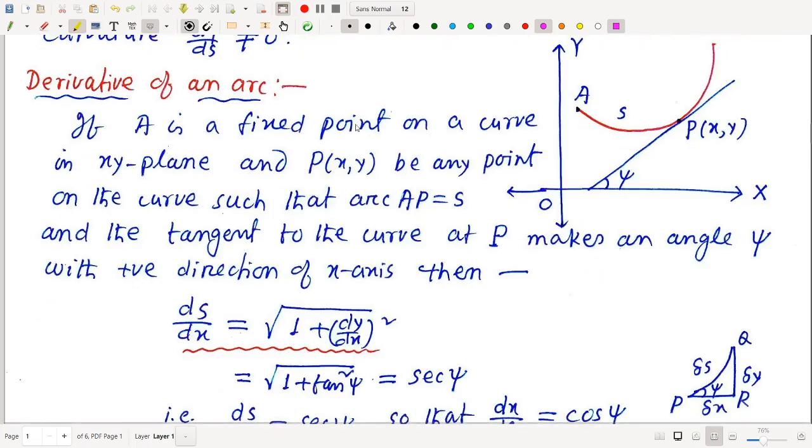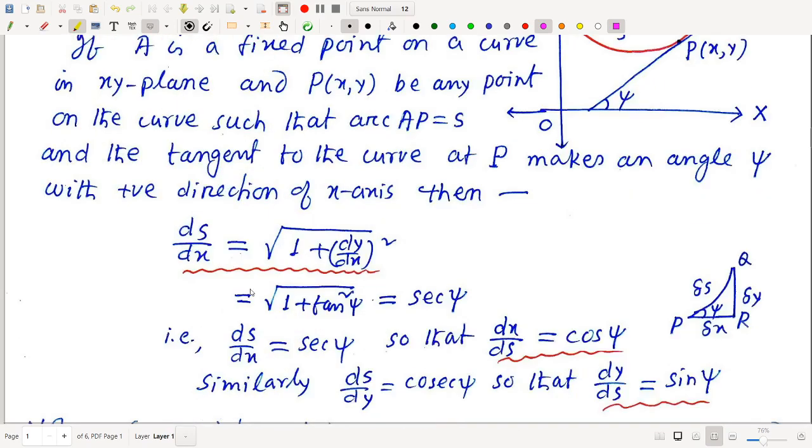Let A be a fixed point on a curve in the xy plane and P(x, y) be any point on the curve such that arc AP equals s, and the tangent to the curve at P makes an angle psi with the positive direction of the x-axis. Then ds by dx is given by root over 1 plus (dy by dx) square. That is, the derivative of arc length s with respect to abscissa x is equal to root over 1 plus (dy by dx) square.